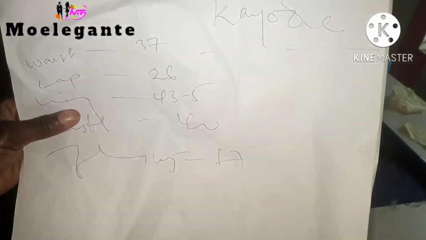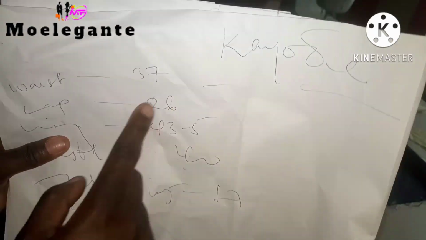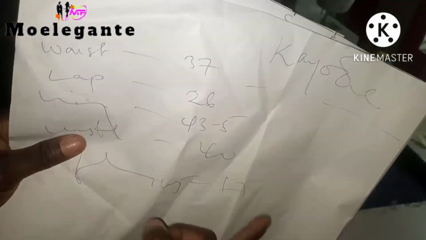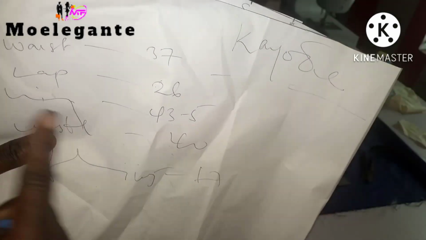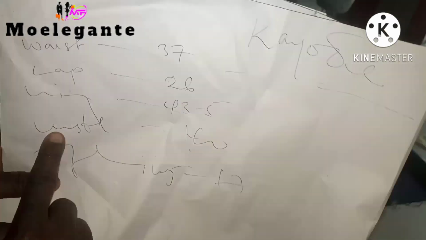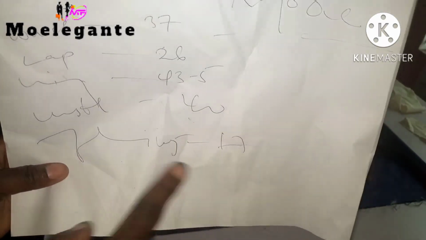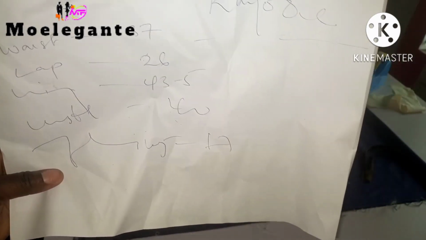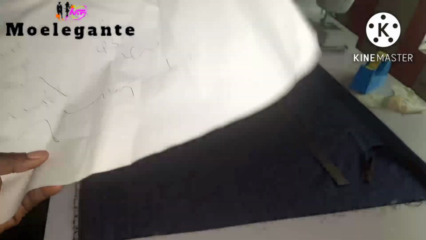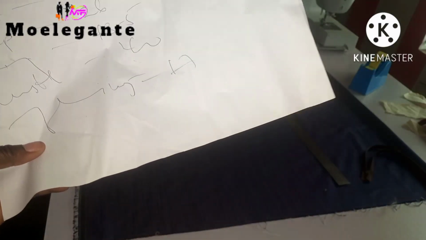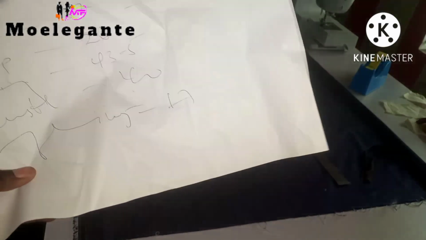So I have my waist, which is 37. I have my thigh, which is 26 as the lap. I have the length of the hip of the person, which is 43.5. I have the length to be 40, and I have the round leg to be 17. But for this video, I'll be using 18 inches.